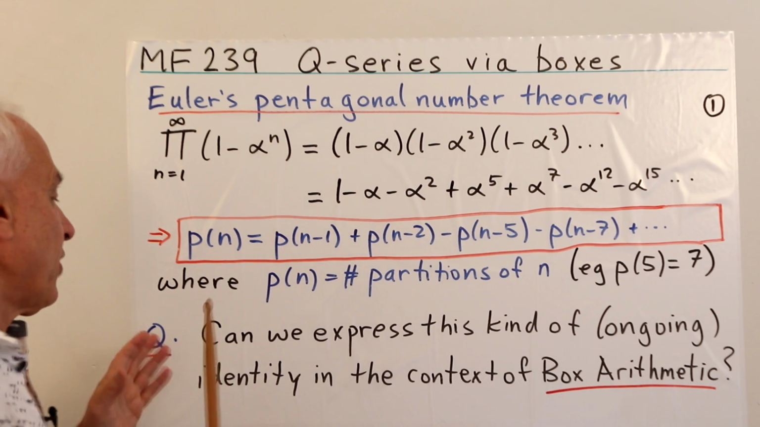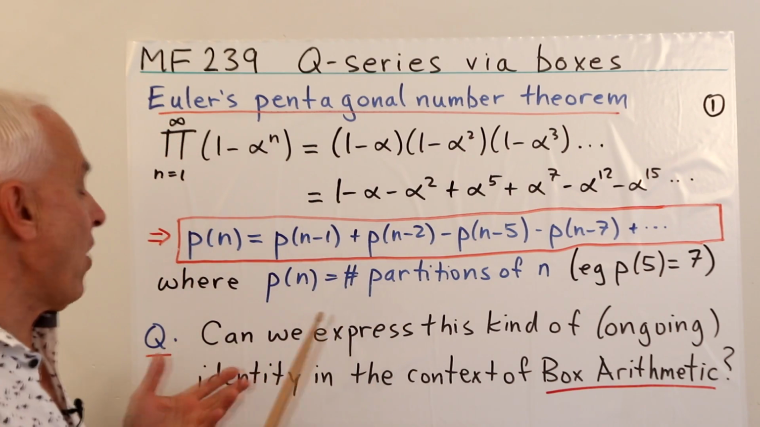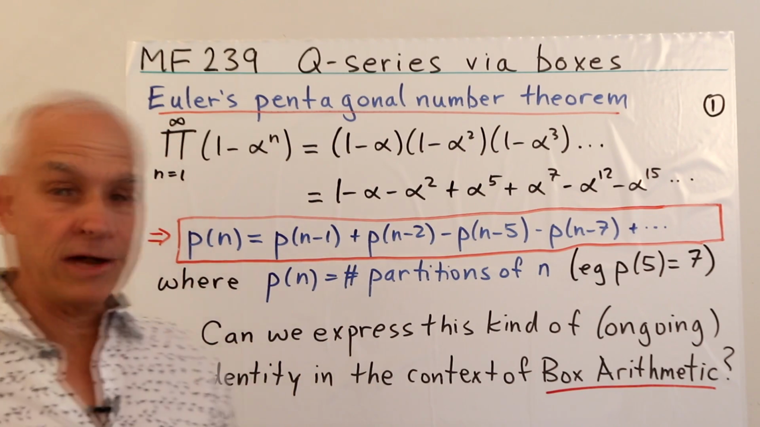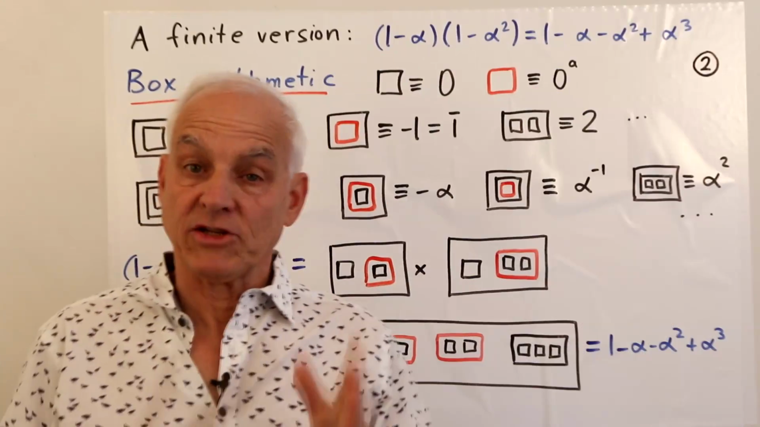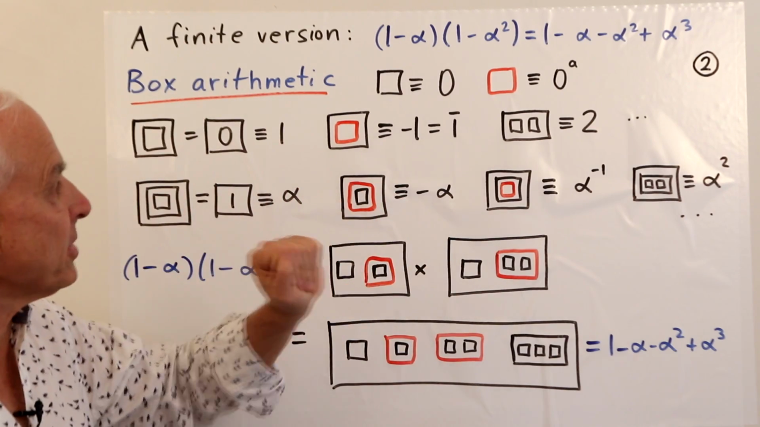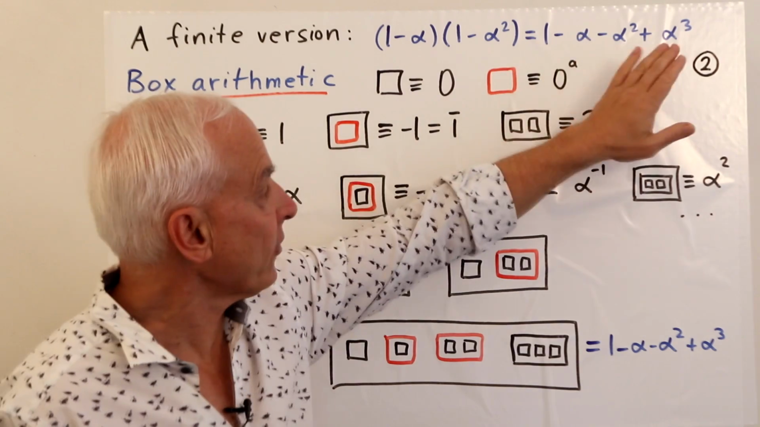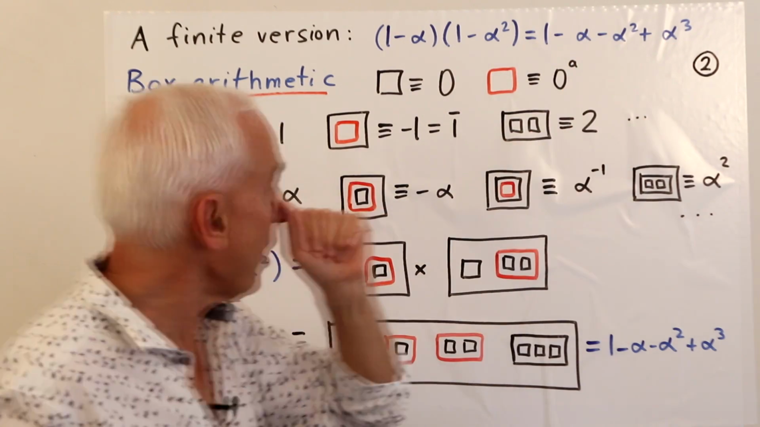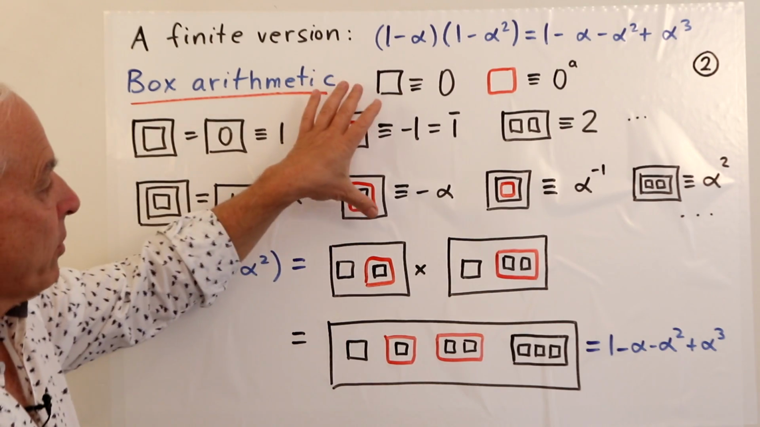Okay, so the question we want to address today is, can we express this kind of ongoing identity in the context of box arithmetic? So a good place to start is with a finite version, and we'll just have a quick review of box arithmetic. If we just look at the first two terms, 1 minus alpha times 1 minus alpha squared, that's 1 minus alpha squared plus alpha cubed. So how might we express that in box arithmetic? First of all, a quick review.